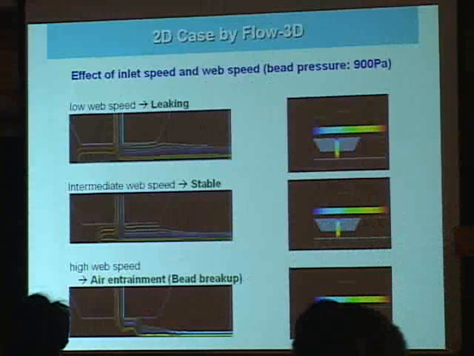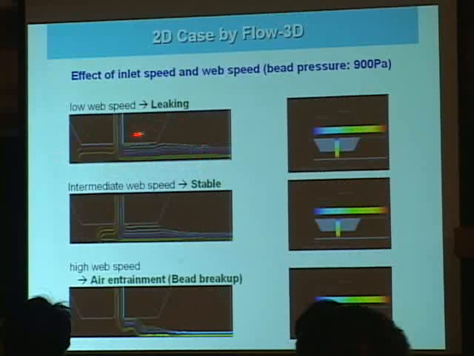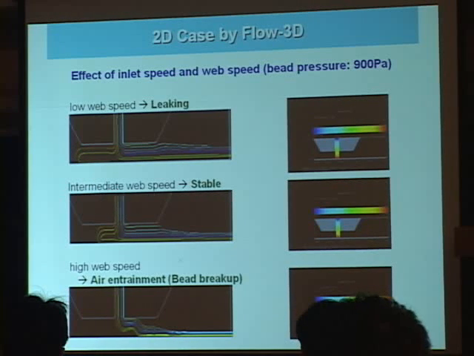We also analyzed the flow behavior in the coating flow region, the coating bead region, using commercial software for 2D simulations. So by changing the operating conditions, we can discern the coating limits like leaking and bead breakup.